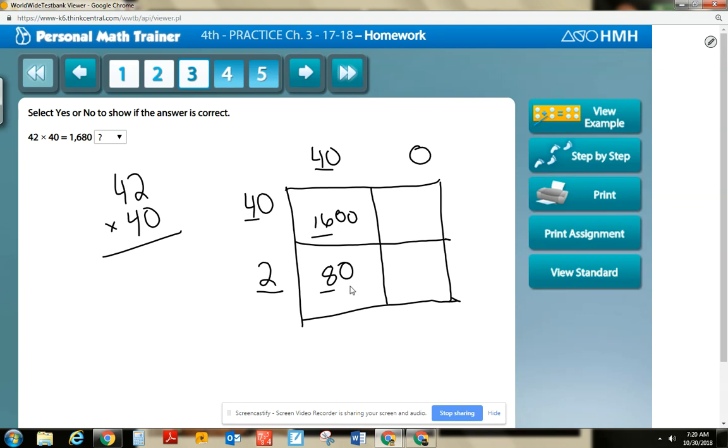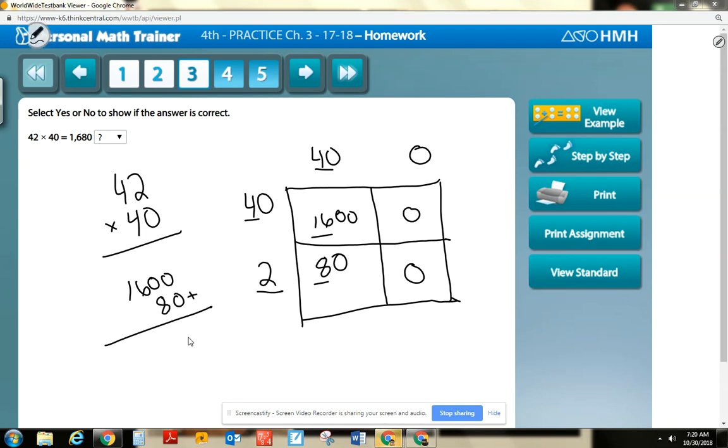All right. And then this is 0, of course, because anything times 0 is 0. Then anything times 0 is 0. Now I need to add these together. 1,680. Make sure that you're lining up your place value. All right. Well, that matches, so that's true.